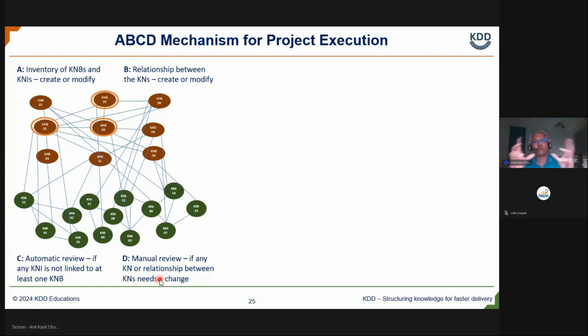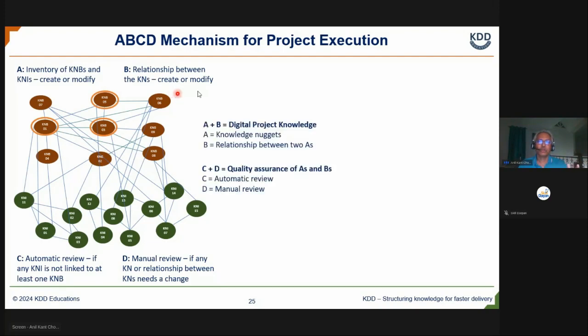And when you add, you have to build the relationship of that. So using this ABCD mechanism, you can do the execution part, where you can do the coding, testing, deployment, all of that. Even in maintenance, you can use this information. So A plus B, that's your digital project knowledge. As I said, you'll capture it.